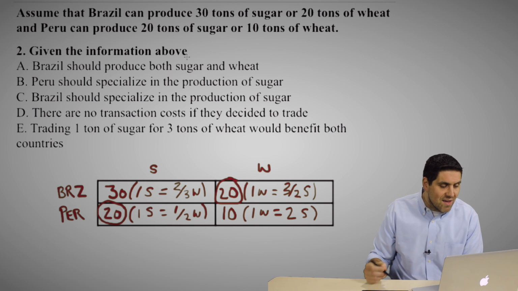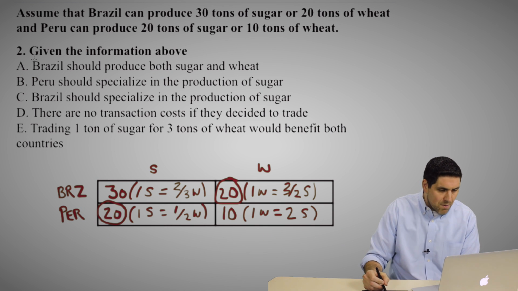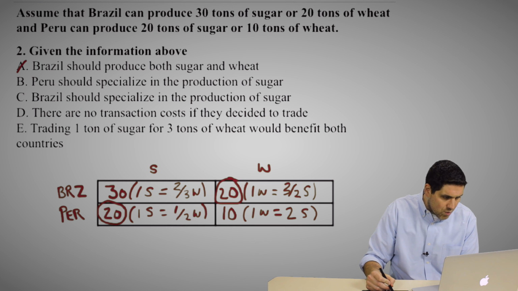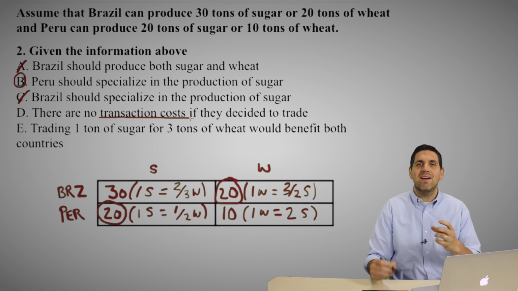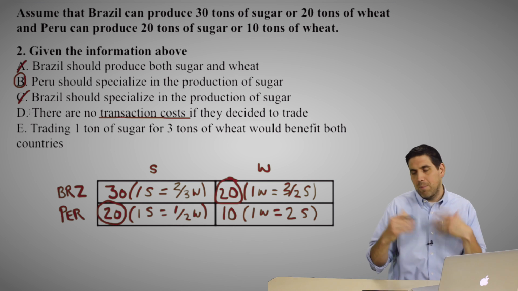Question number 2, given the information above, Brazil should produce both sugar and wheat. No, that's wrong. Peru should specialize in the production of sugar. There's the right answer, B again. Brazil should specialize in the production of sugar. Nope, they said they should produce wheat. That's wrong. There's no transaction cost. That's the idea of it. Costs, like there's costs, like shipping costs and other costs.